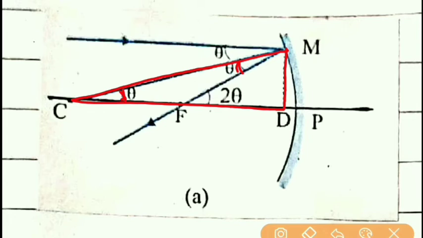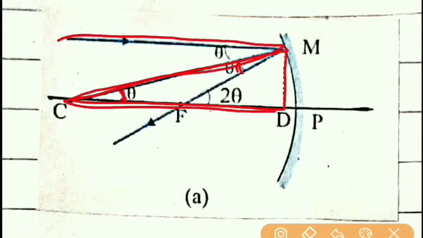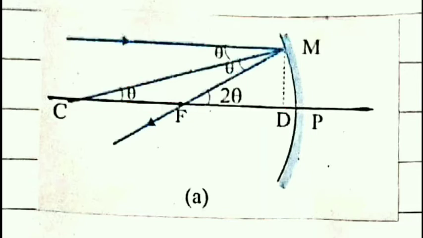Why? It is because you can see Z is formed here, and so these are the alternate angles and they are always congruent. Which two angles? This angle and this angle, they are always congruent, and that's why this angle is also theta.